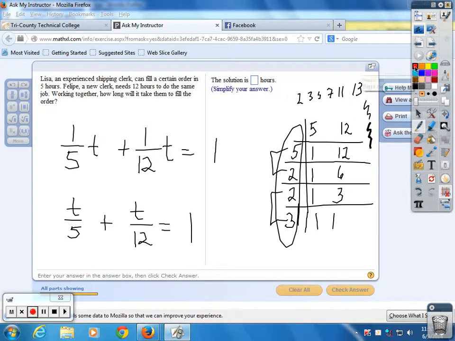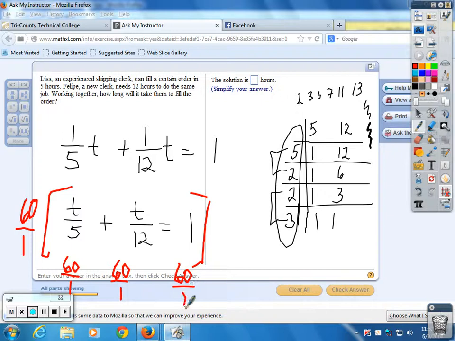So what are you going to multiply by? 60 over 1. So put your baby step in there if you need it. 60 over 1. T over 5, T over 12 equals 1 over 1. I cannot write left-handed.